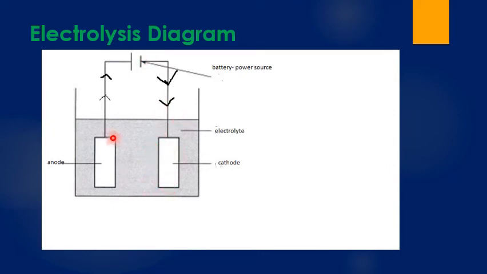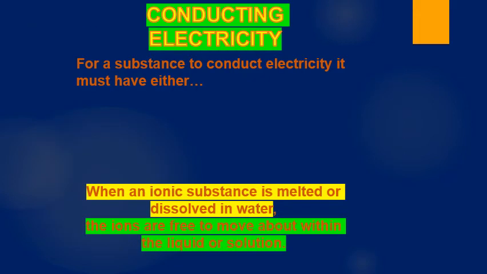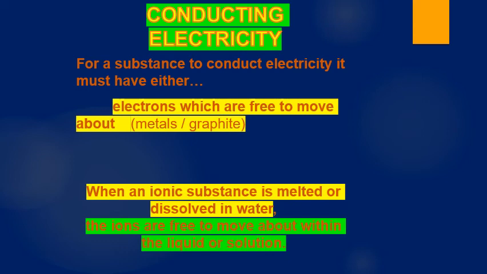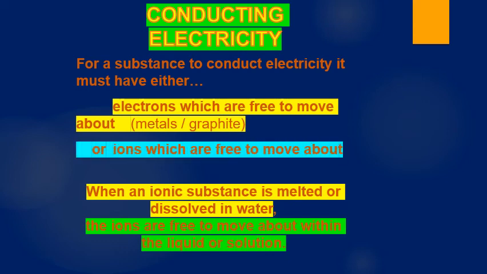Good. Now we need to show the pathway that electricity will travel. Electricity always travels from anode to cathode. So my arrows are going up from my anode and coming down towards the cathode. The next thing is you also need to indicate your electrolyte, which is your solution. The electrolyte is a substance which is decomposed, which allows electricity to pass through it. For a substance to conduct electricity, it must have either electrons or ions which are free to move about.